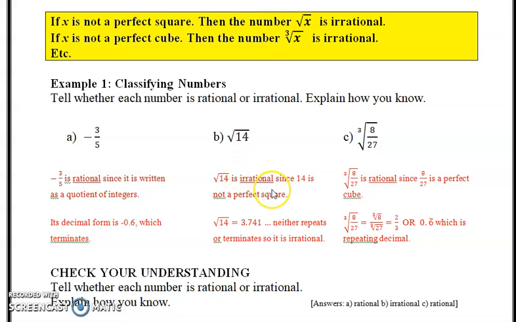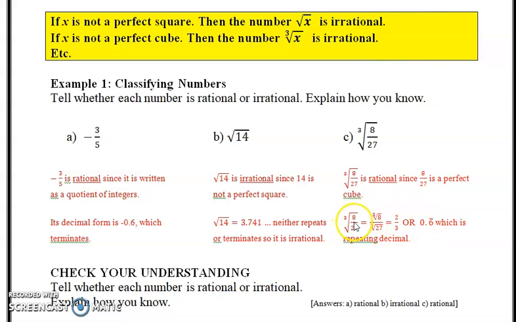Square root of 14 is irrational since 14 is not a perfect square. Or take the decimal, it neither repeats nor terminates, so it's irrational. And the last one, a little more tricky. It is rational, since 8 is a perfect cube and 27 is a perfect cube. So the numerator and denominator both have to be perfect cubes, which they are. Or you can do the work on it by putting it in a calculator.